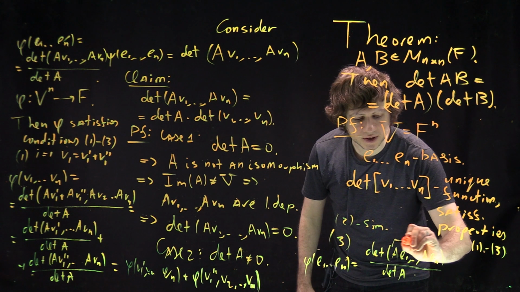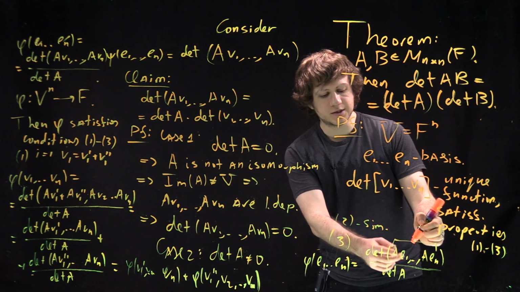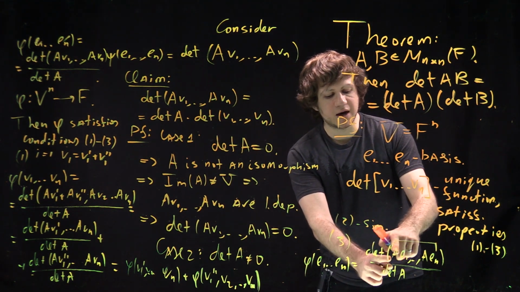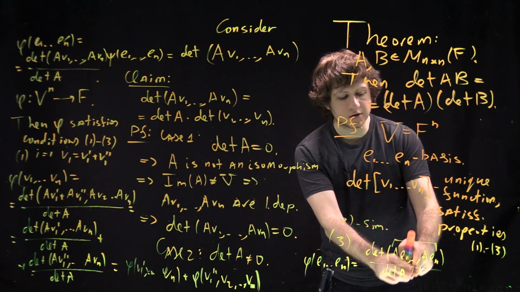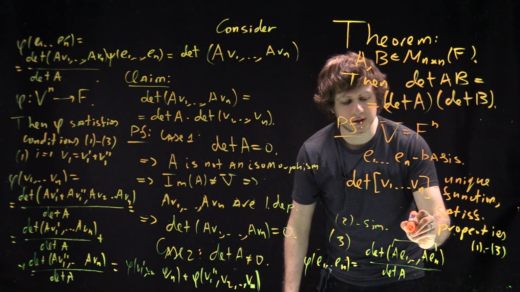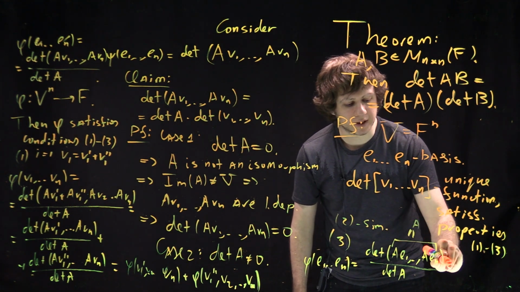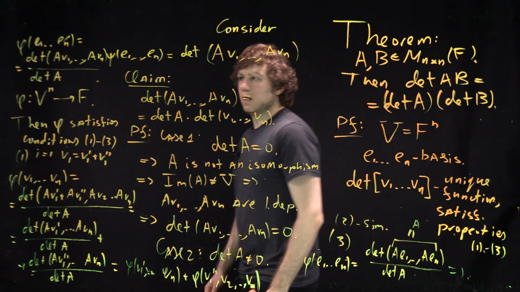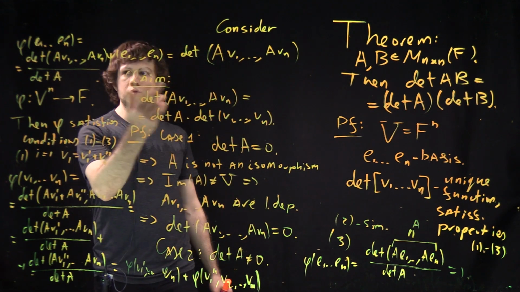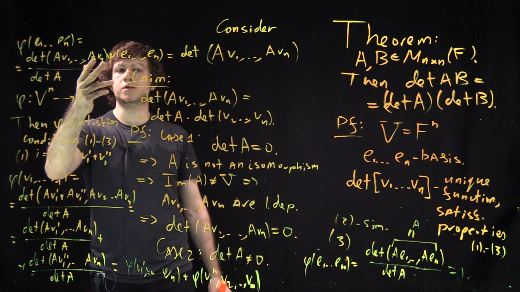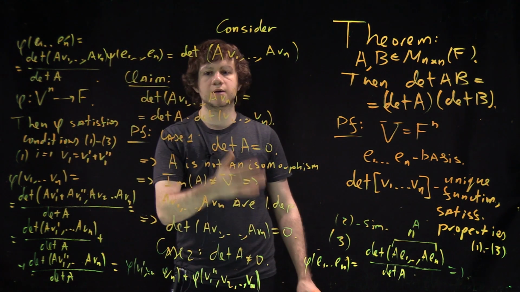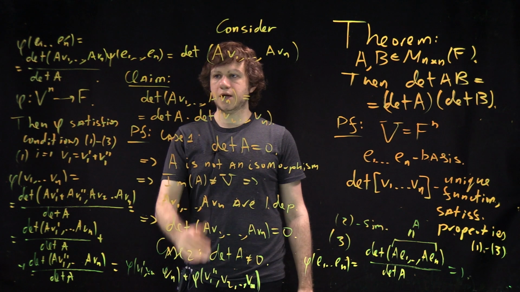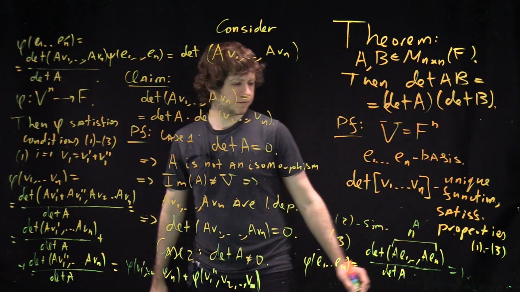But this matrix, if you think of it as a matrix, is just a matrix where you take A multiplied by the first vector, and of course you just get the first column of A, the second column of A, and so on, the nth column of A. So this is just A, and so this is just 1. That's why. And so this function phi equals the determinant of V1 up to Vn, because by the previous theorem this function is unique. And this proves the claim.